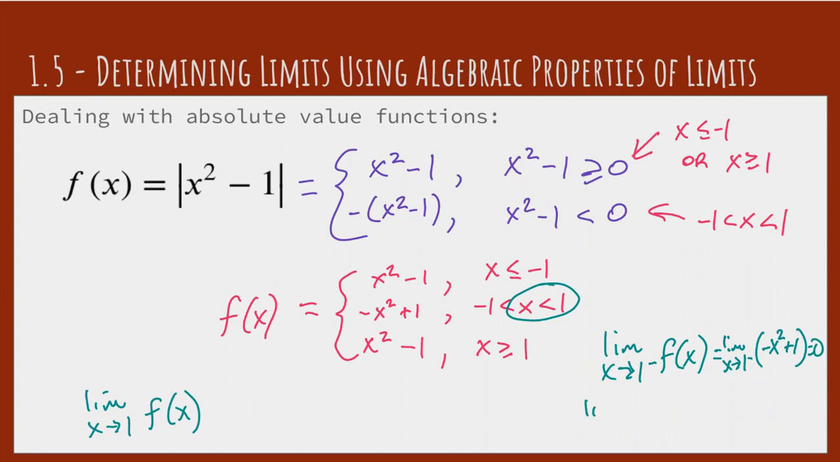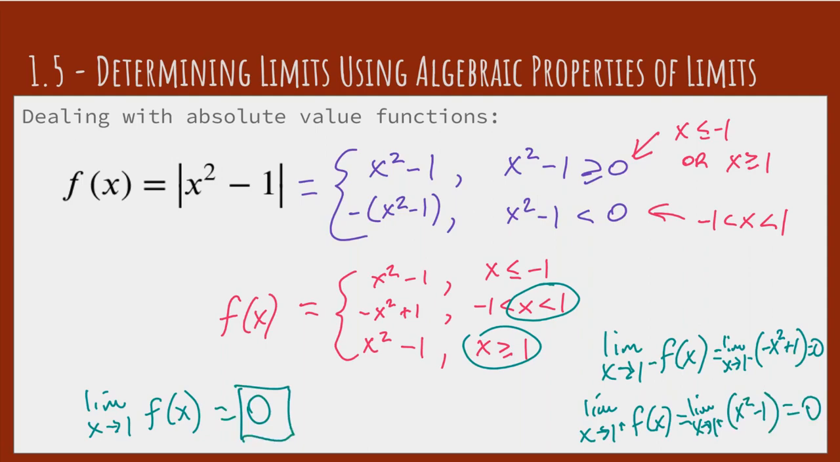Now, if we're doing the right-handed limit, so the limit as x approaches 1 from the right side, now we're looking at values that are slightly bigger than 1, so we're going to be on this branch right here. So that's going to be the limit as x approaches 1 from the right of x squared minus 1. And we plug the 1 in there. Direct substitution works because we get a number. That number is 0. We have the same limit on both sides. So that means that our two-sided limit over here exists, and it is 0.